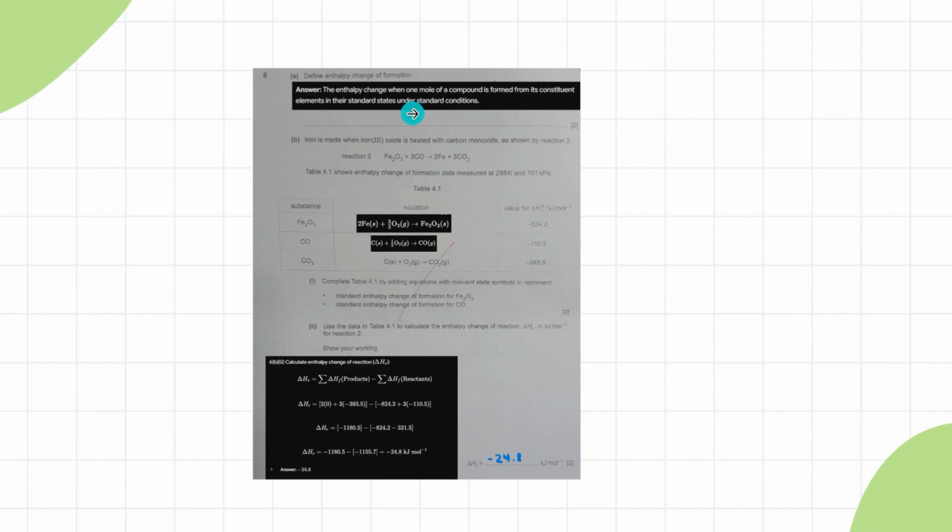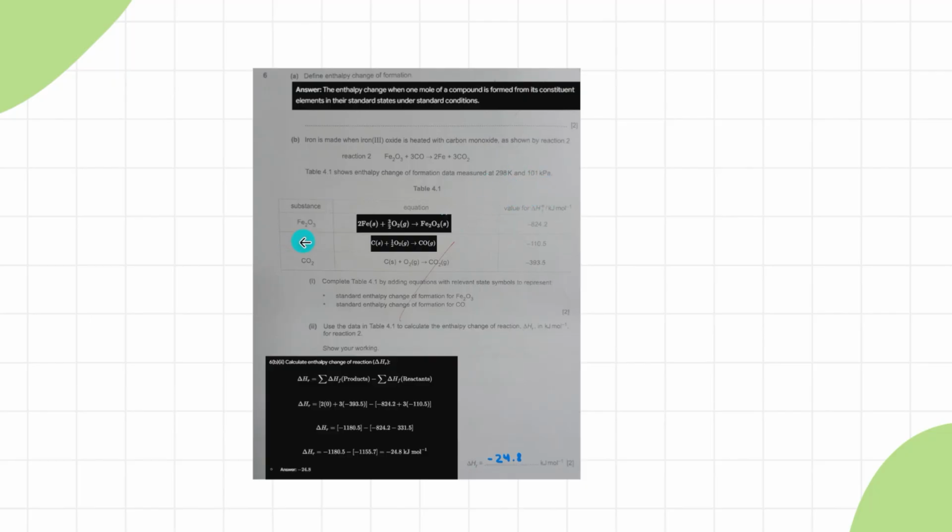Define enthalpy change of formation. So, the enthalpy change when one mole of a compound is formed from its constituent elements in their standard states under standard conditions. Iron is made when iron oxide is heated with carbon monoxide as shown by the reaction in section 2. Table 4.1 shows the enthalpy change of formation data measured at 298 K and 101 kilopascals.